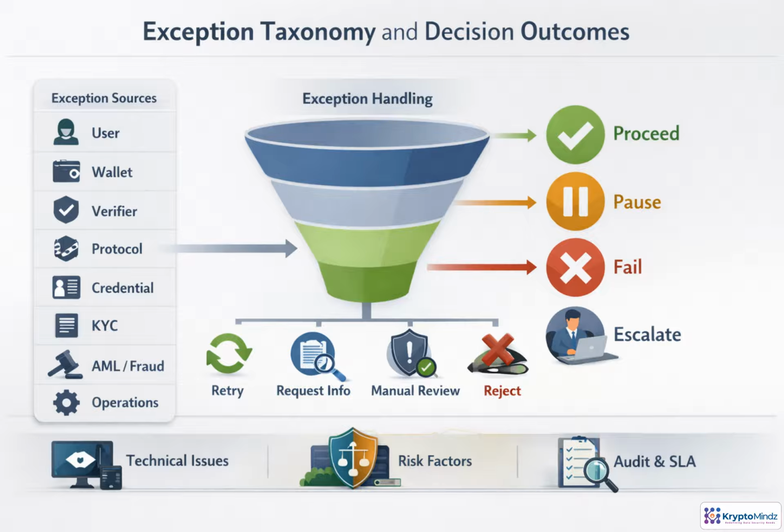Exception handling only works if we name things consistently. First, tag every failure by source. Is this a user mistake, a wallet issue, a verifier problem, a protocol error, a credential issue, or a risk signal like KYC, AML, or fraud? Next, decide the action. Can we safely retry? Do we need more information? Should we send it to manual review, issue a soft decline, a hard rejection, or approve with conditions? Technical glitches shouldn't be treated like risk. Map each exception type to a clear owner, evidence set, SLA, and audit requirement so outcomes are predictable and defensible.